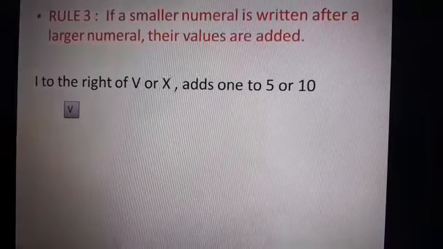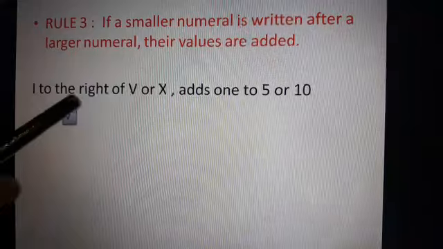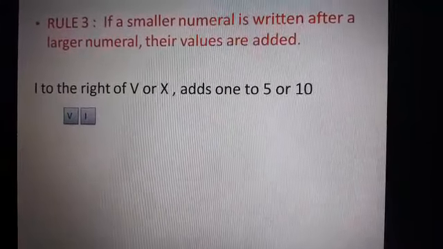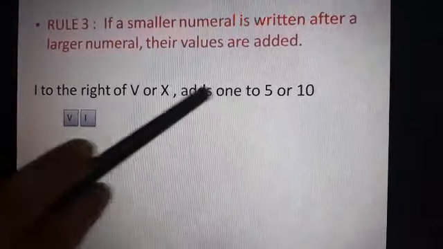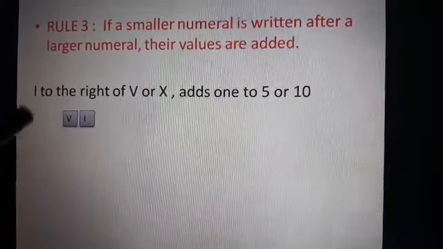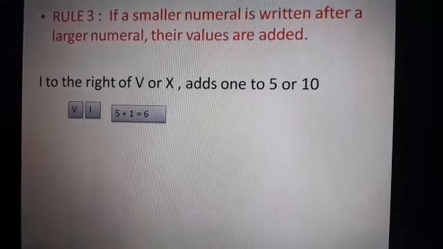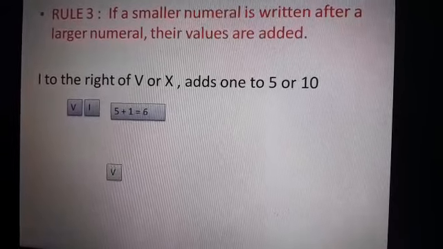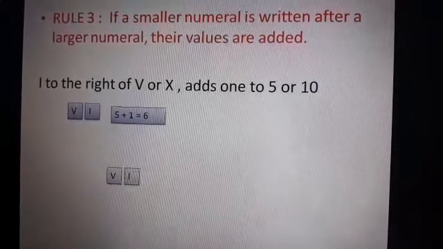Which symbol can you see here right now? It's symbol V, and V represents which number? 5. So on the right hand side, I'm going to place I. If I place I on the right hand side, what do I have to do? I have to add 1. So 5 plus 1 gives me 6. So number 6 in Roman numerals is written as V followed by I.